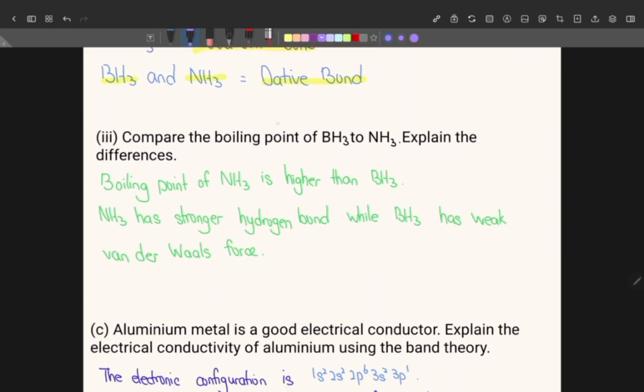Next, compare the boiling point of BH3 to NH3. Explain the difference. The boiling point of NH3 is higher than BH3. NH3 can form hydrogen bonds, but BH3 cannot. It can just form the weak van der Waals force. So more energy is required to break the hydrogen bond in the NH3. So NH3 has a higher boiling point than BH3.